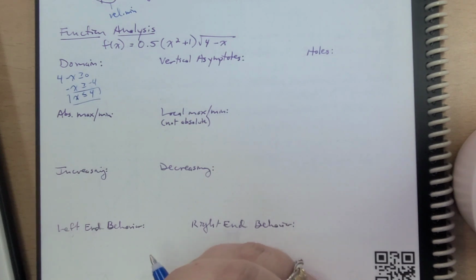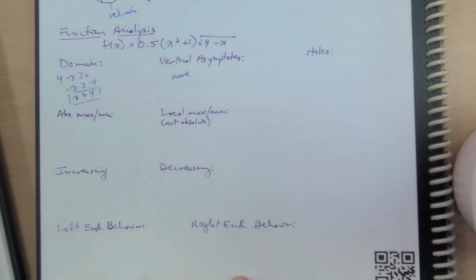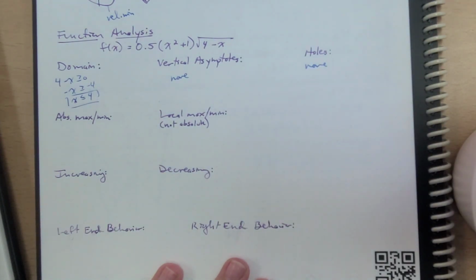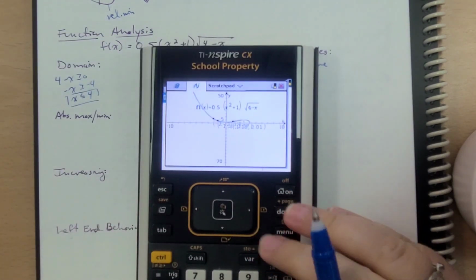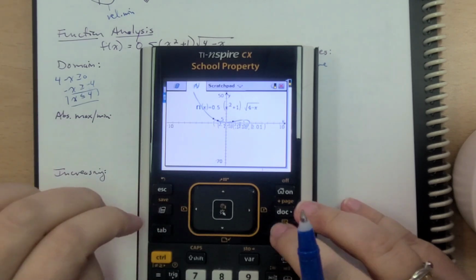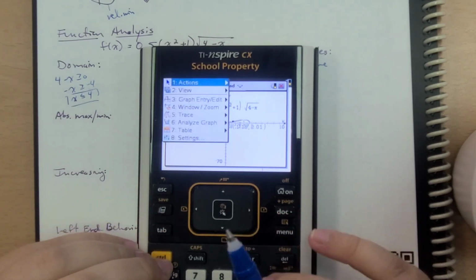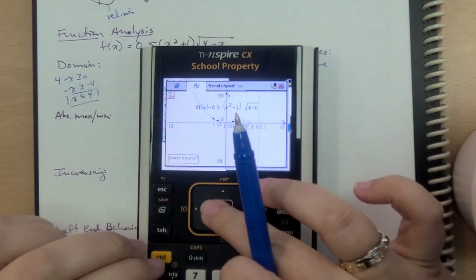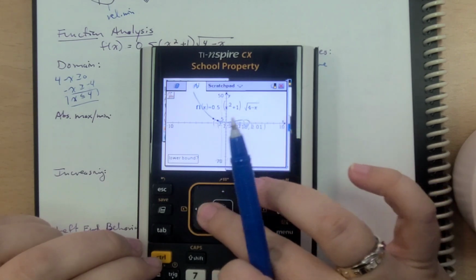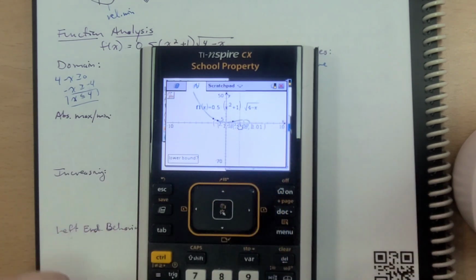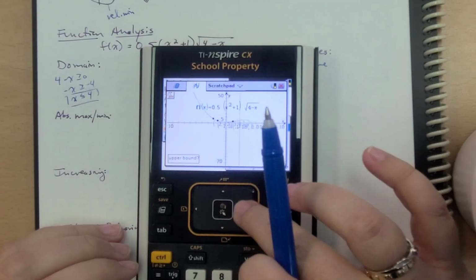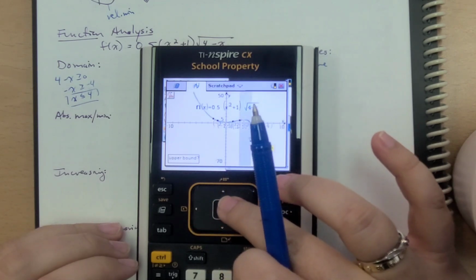For vertical asymptotes, we have none. For holes, we have none. No holes, no vertical asymptotes, because we don't really have a denominator. For our absolute minimum and absolute maximum, if I look here and I analyze my graph, I'm going to find our minimum here. So we've got an absolute minimum because this actually ends. So I'm going to go here, there's my lower bound, and I need to make my upper bound. There we go.